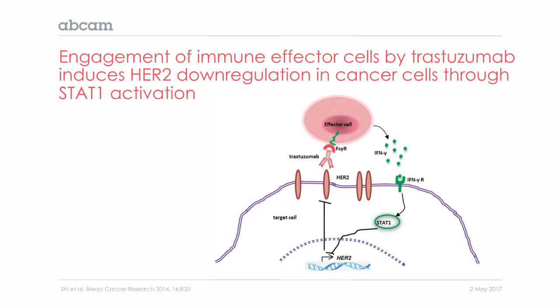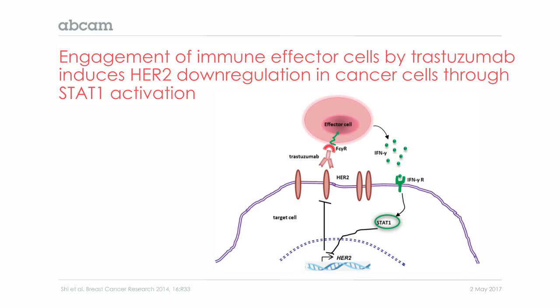Recently, my lab actually discovered a new mode of action for trastuzumab. In this case, you see the cancer cell overexpresses HER2. Trastuzumab's Fab portion engages the HER2 receptor. The Fc part of trastuzumab engages the Fc gamma receptor on immune cells or effector cells such as natural killer cells. By engaging the Fc gamma receptor, it will activate the immune cell. Then the immune cell will secrete cytokines such as interferon gamma.